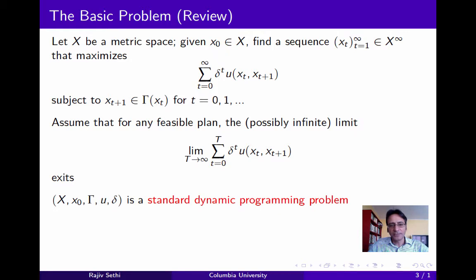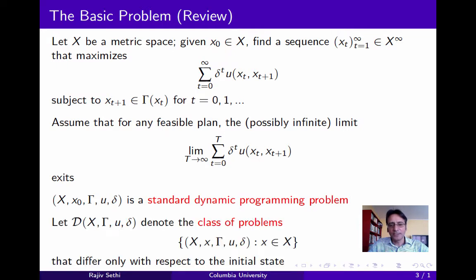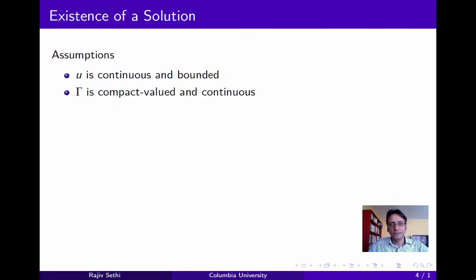Then the 5-tuple, the metric space, the initial state, the transition correspondence, one-period return, and discount factor is referred to as a standard dynamic programming problem. And the approach we're taking is to simultaneously solve an entire class of problems that differ only with respect to the initial state. So let's consider conditions for the existence of a solution.